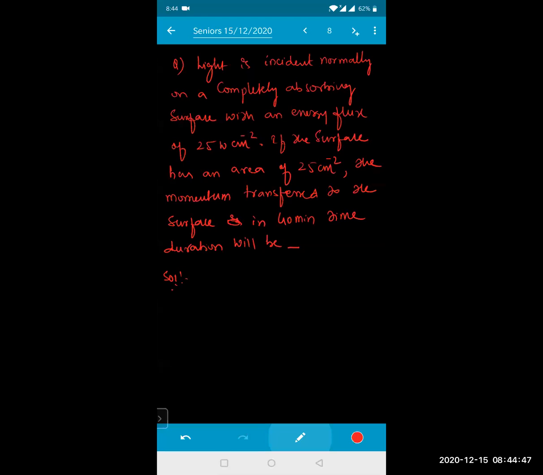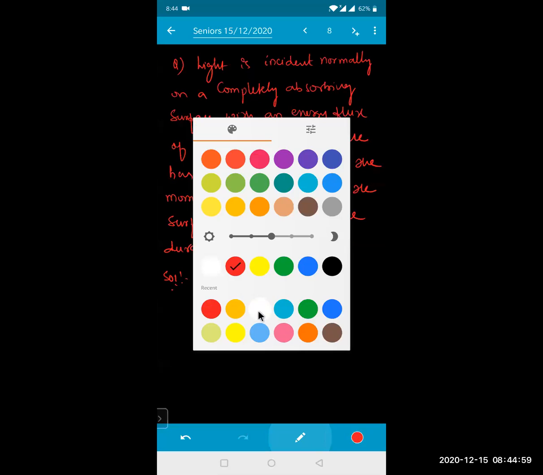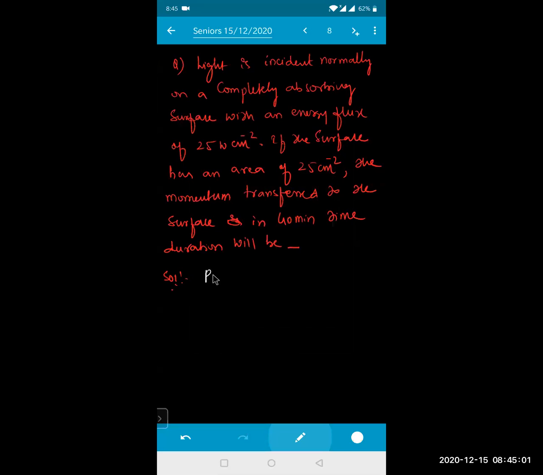Light is incident normally on a completely absorbing surface with an energy flux of 25 watt per centimeter square. Now what is the radiation pressure on the surface when it is completely incident? Pressure is equal to, in terms of intensity, I by c.